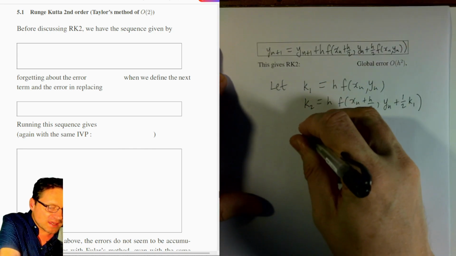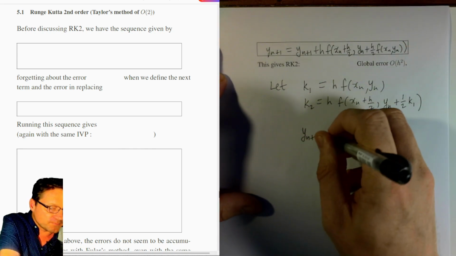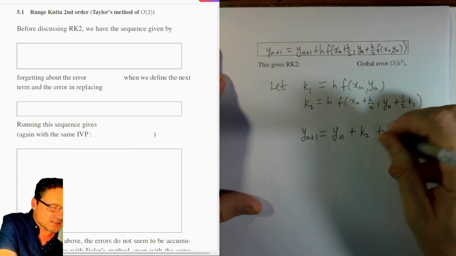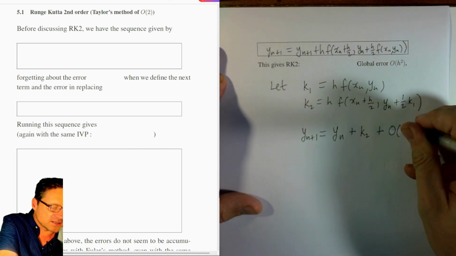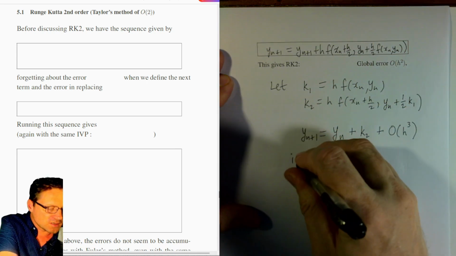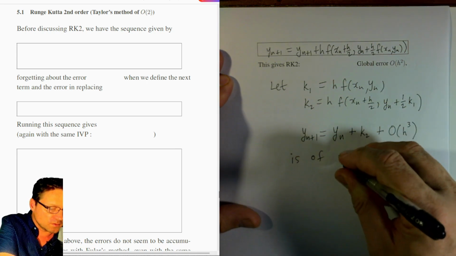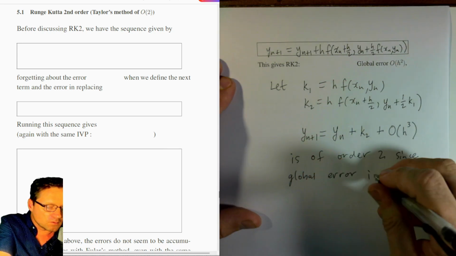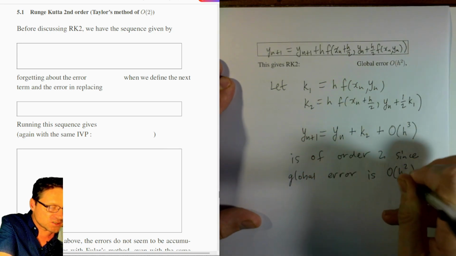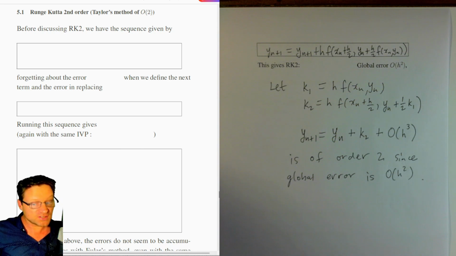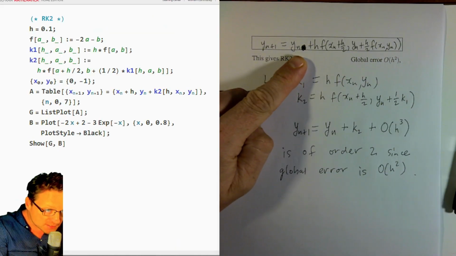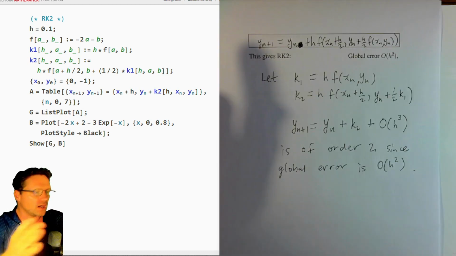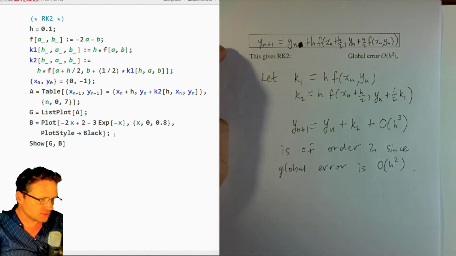And then what we get, yn+1, is yn plus k2 plus some error in that Taylor series of order h cubed. So this is of order 2, since the global error will be O(h squared). Okay, so this is RK2. Okay, so I see a typo, so I've scrubbed out that n plus 1 and yn there. All right, so now we're going to Mathematica to run this.